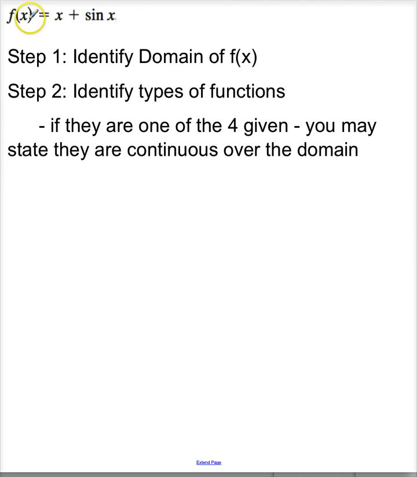So if I look at this function right here, f of x is x plus sine, I want to identify the domain. And the domain of f of x, in this case, is all reals. Now, these are both one of the four types of functions we have already said are continuous. So you don't have to do anything else. You can simply say this is continuous over its entire domain.